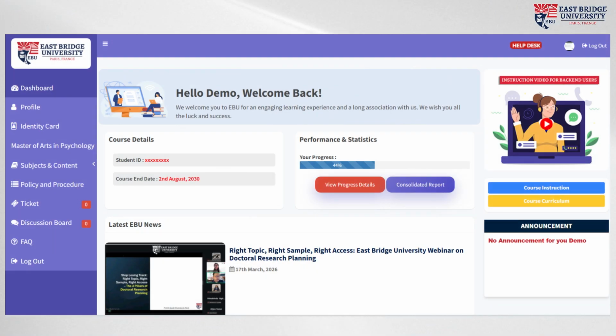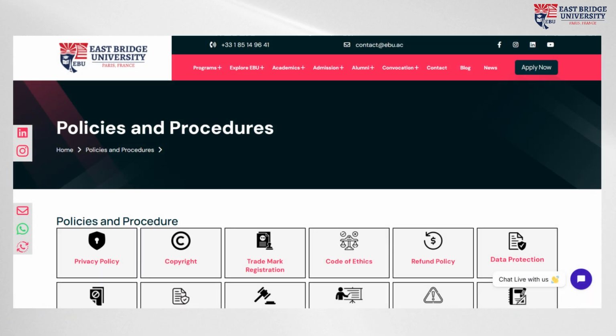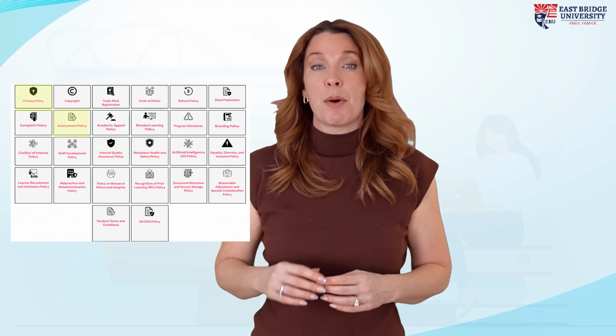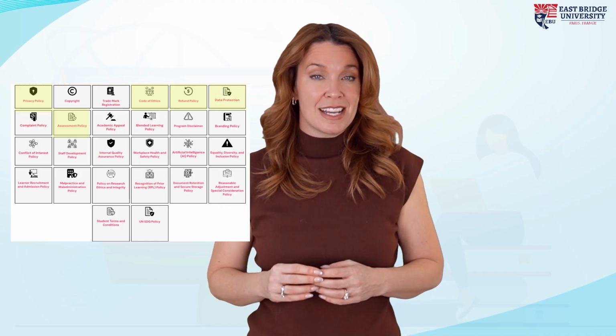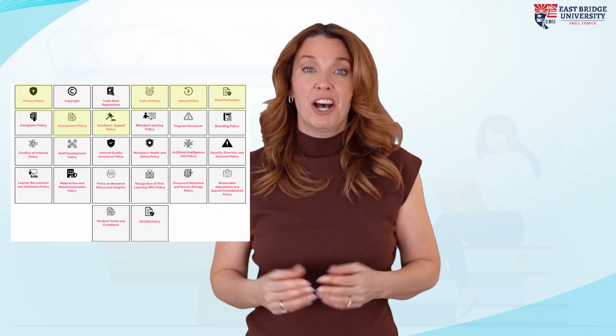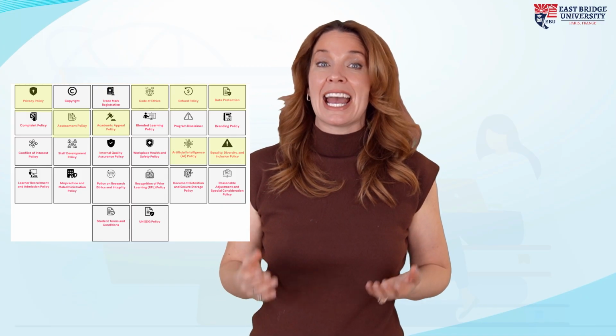This is an important feature of the LMS. When you click on this option, it opens the official Eastbridge University website page that contains institutional policies. Students can access key documents such as privacy policy, assessment policy, refund policy, code of ethics, data protection policy, academic appeal policy, artificial intelligence policy, and equality and inclusion policy. These policies ensure transparency and help students understand university regulations and academic standards.